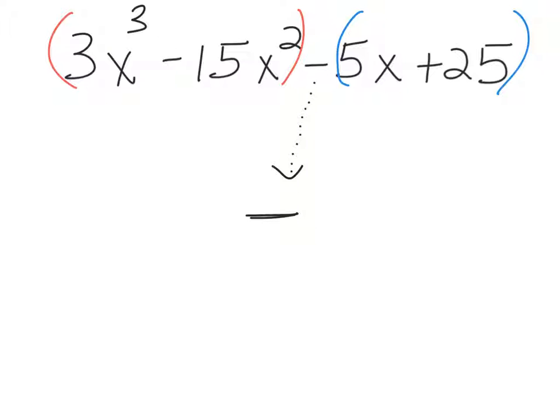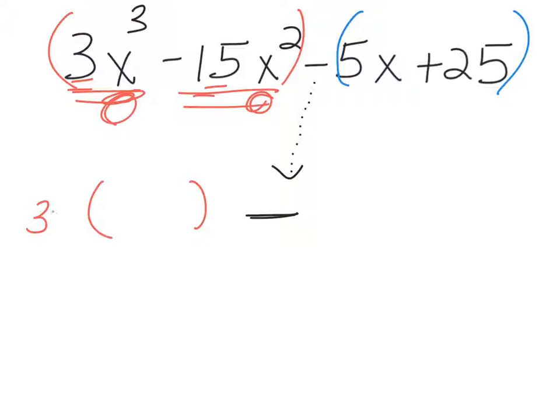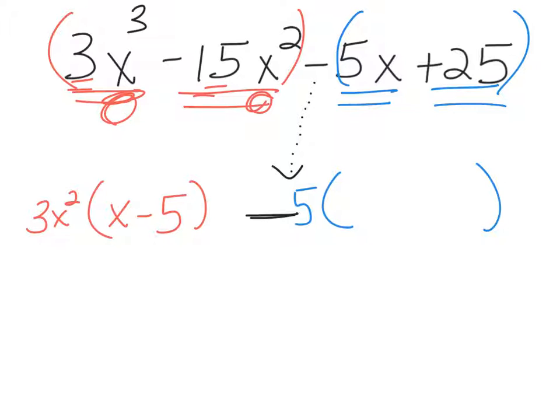So the first grouping, what does 3x cubed and 15x squared have in common? Well, 3 and 15 both have a 3 in common. X squared and x cubed both have x squared in common. So after I factor that out, I'd be left with an x minus 5. Now over here, it's very important to note that this is a negative sign. So when I ask for the GCF of 5x and 25, it's a 5.